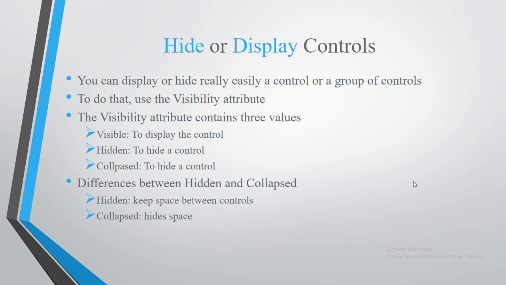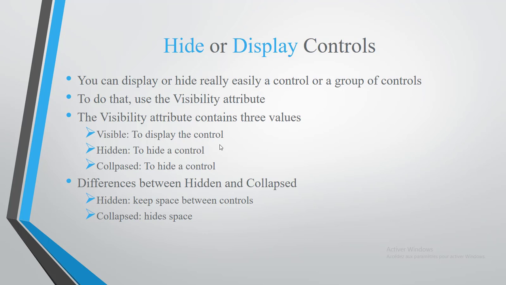How to hide or display a control? For me, it's an important part to understand also, because you can do many things with this kind of attribute. So you can display or hide a control or a group of controls really easily. To do that, you just use the visibility attribute. The visibility attribute contains three values.